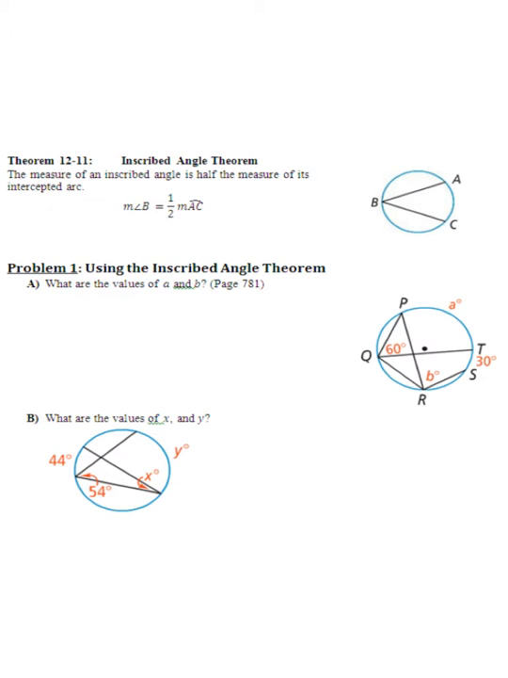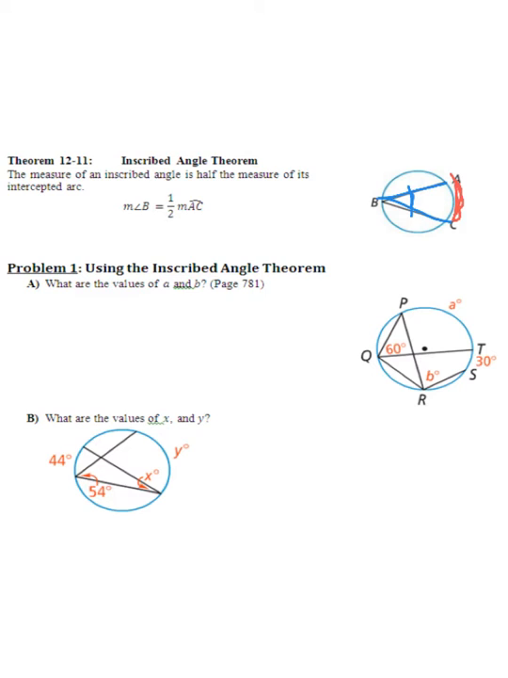Theorem 12.11, inscribed angle theorem. The measure of an inscribed angle is half of the measure of its intercepted arc. So if we've got this circle over here, and we've got B, which is this angle right here, it is going to be half of the measure of AC. Okay, so if I know what AC is, I can take half of that and get angle B.